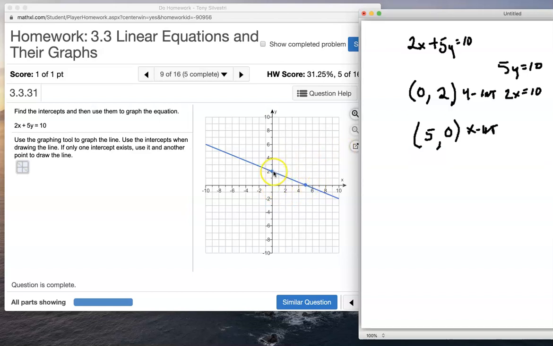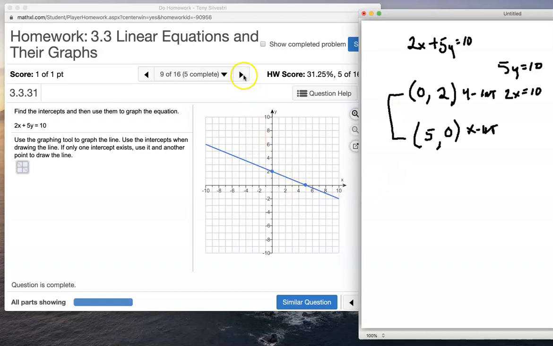Now, if I say that the y-intercept crosses at point 2, it's implied that the x value is 0. See, a point is basically an x and a y. It looks like it's crossing at 2, and it does, but that's the y value that it crosses at. It implies that x is 0. So the y-intercept implies x is 0. The x-intercept implies y is 0. Because when this line crosses the x-axis at 5, it's implied that the y value is 0. And these are called the intercepts right over here.